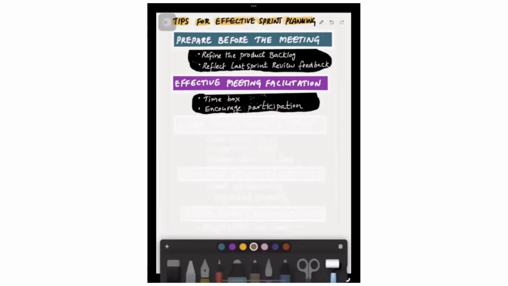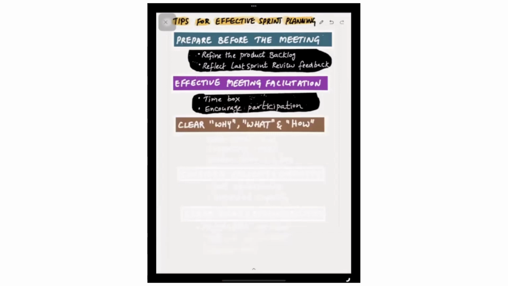The next tip is clarity on why, what, and how, which means identifying a clear goal for the sprint in collaboration with all the people: product owner, developers, and Scrum Master. Most importantly, business value oriented sprint goals. So in my opinion, the role of the Scrum Master in sprint planning is to help them create smart sprint goals, business value oriented sprint goals, and help the product owner identify the supporting product backlog items to achieve the goal.